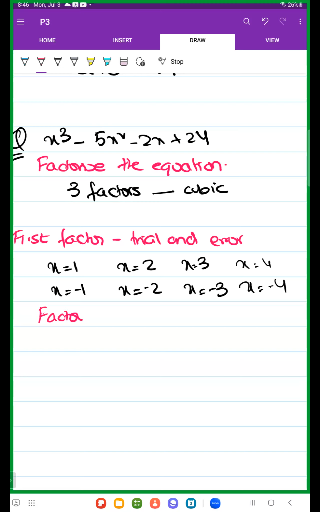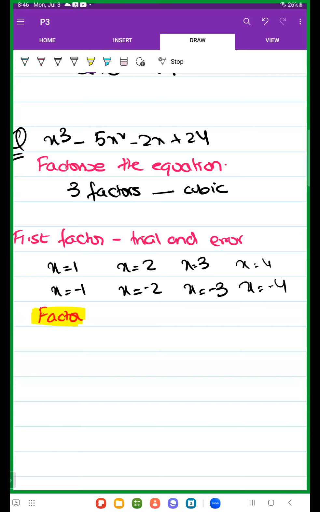So the answer should be 0, right? You tell me, we need a factor. What should the answer be? 0. Yes. So for 1 and minus 1 and 2, I'm getting remainders. That's probably not it. So those are not factors.